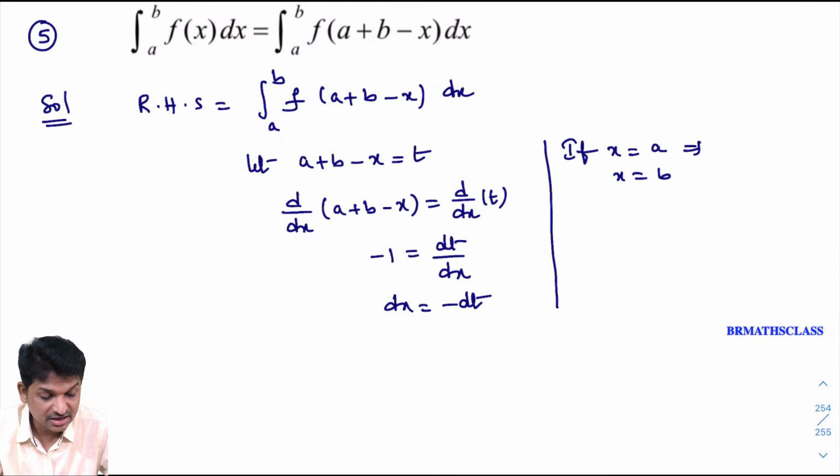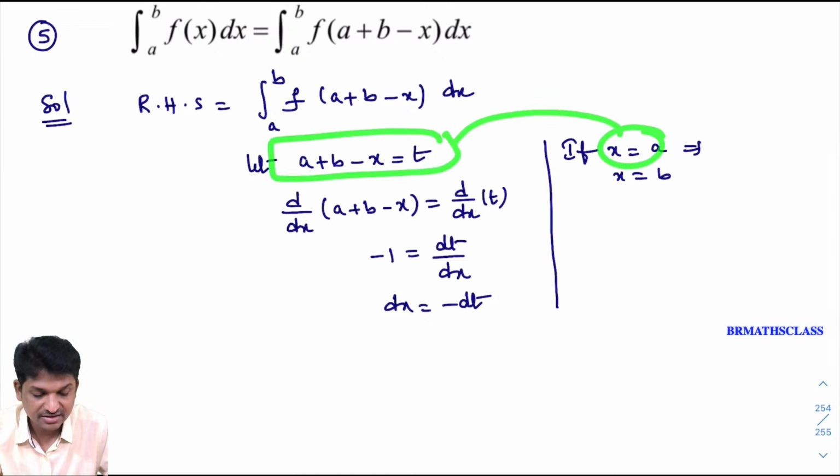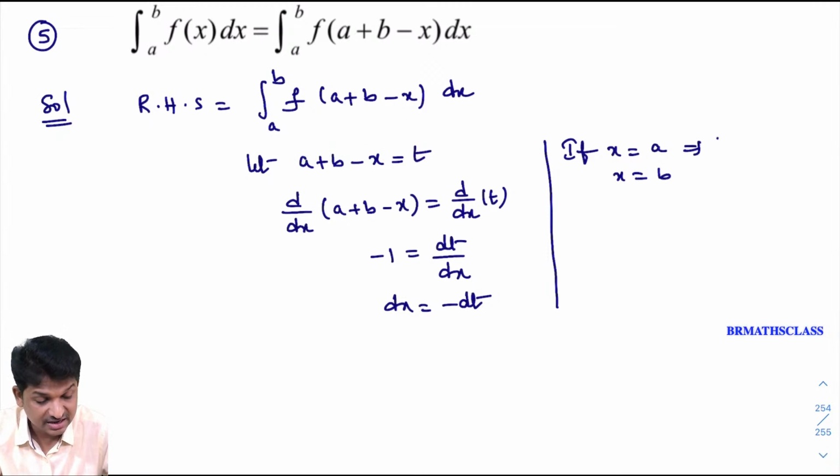You put x equal to a in this. Substitute here, put x equal to a. What you will get? Plus a minus a will get cancelled. You will get t equal to b. I hope you are understanding. So in place of x, if I write a, these things will get cancelled. You will get t equal to b. I will write here, when x equal to a, t equal to b.